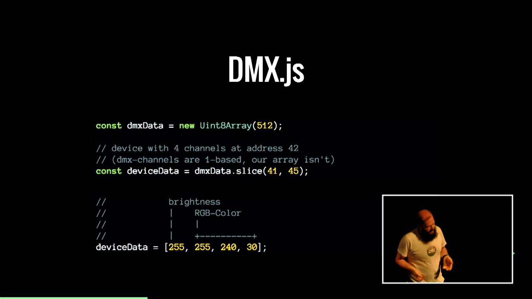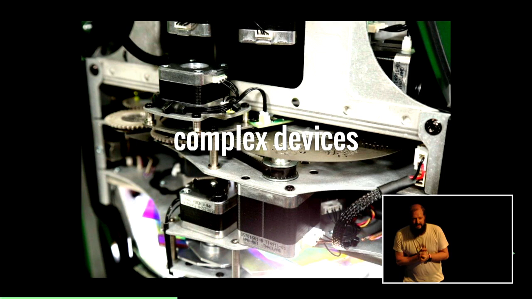The array index is zero based, DMX addresses are always one based. For instance, some device mapping could look like this: I have one channel that controls the brightness, and three channels that control a color value. However, most devices, especially those that we have here, are not that simple.